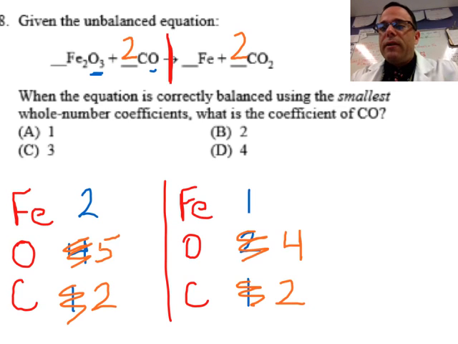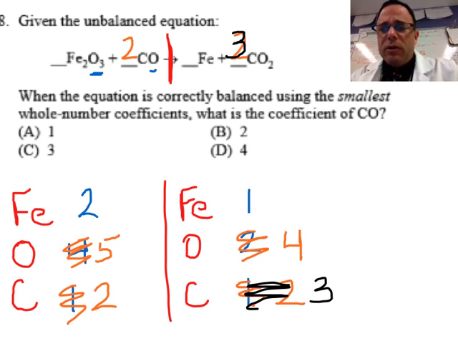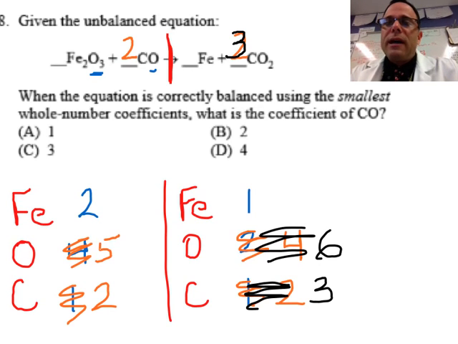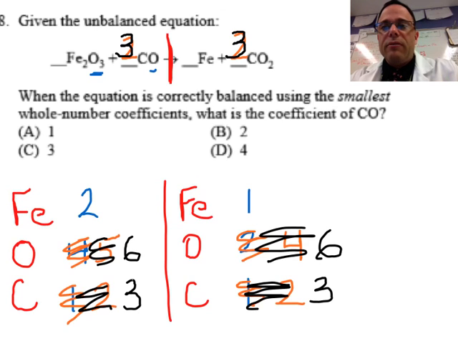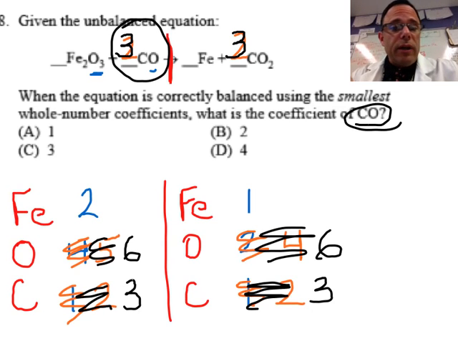Now let me try this instead. Let me put a 3 here. And if I put a 3 here, I will end up with 3 carbons. Now I'm only doing this by inspection, trial and error. Okay, and on the right side I would have 6 moles of oxygen. Now in order to balance that out, I would then need to put a 3 here to give me 3 carbons, and that would give me a total of 6 moles of oxygen on the left. Now we only care about this coefficient because that's what the question said, and the answer is 3.